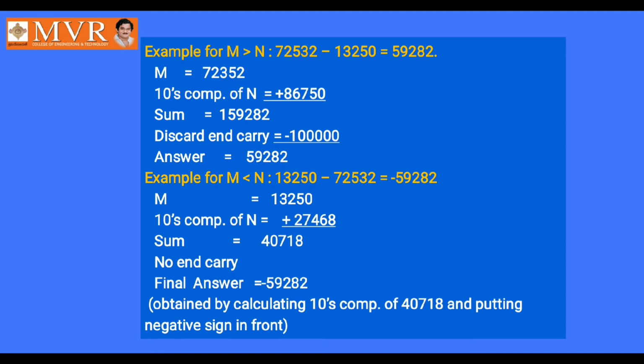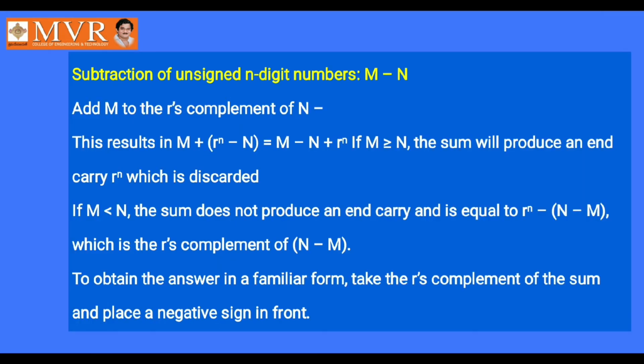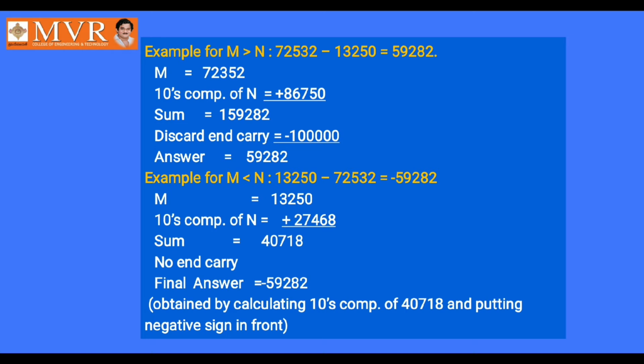As per the previous procedure, if you want to perform the subtraction, you need to calculate R power n minus N. R power n minus N means the 10's complement of N, whatever the base is. If it is a binary system, the 2's complement of N. Because we have taken the example in decimal form, you have to take the 10's complement of N. How do you get the 10's complement of N? You subtract it from all 9's and then add 1 to it. So if you subtract 13250 from all 9's and add 1 to the result, you will get 86750 as the 10's complement.